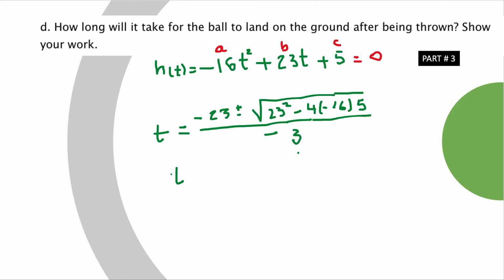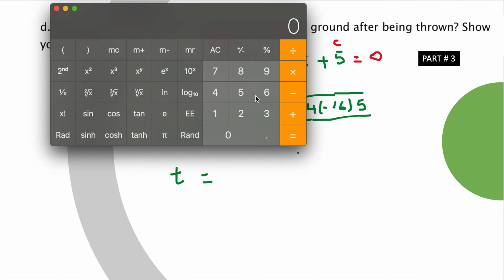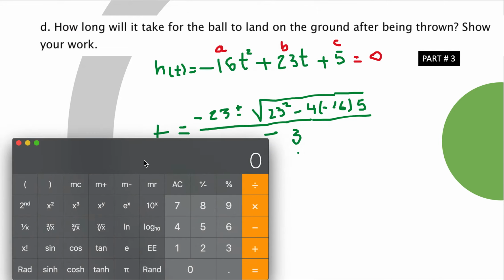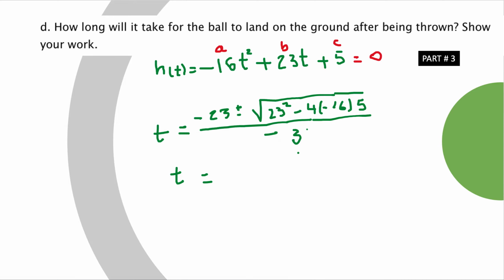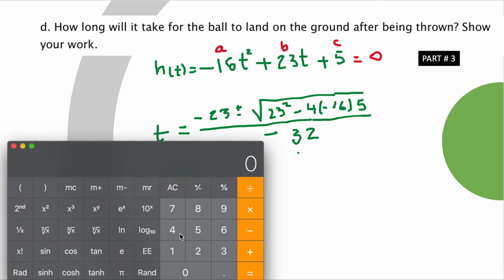And t is going to be equal to... So now we're going to find out. First of all, we need the calculator, definitely. I forgot to write this 32 in the denominator. Inside the root, negative times negative is positive. 4 times 16 times 5 is equal to 320.